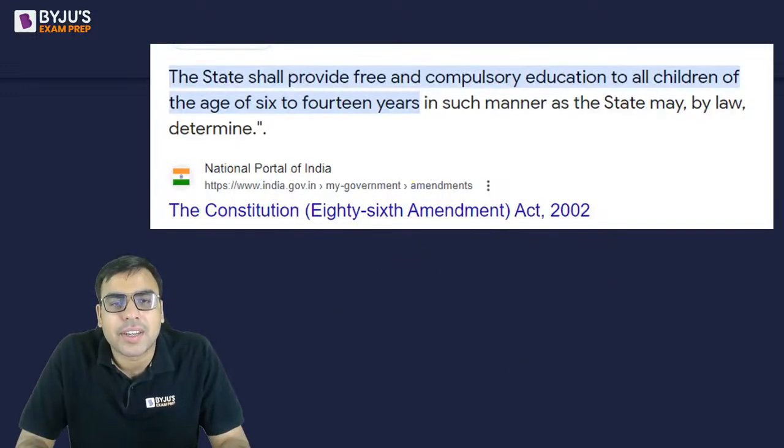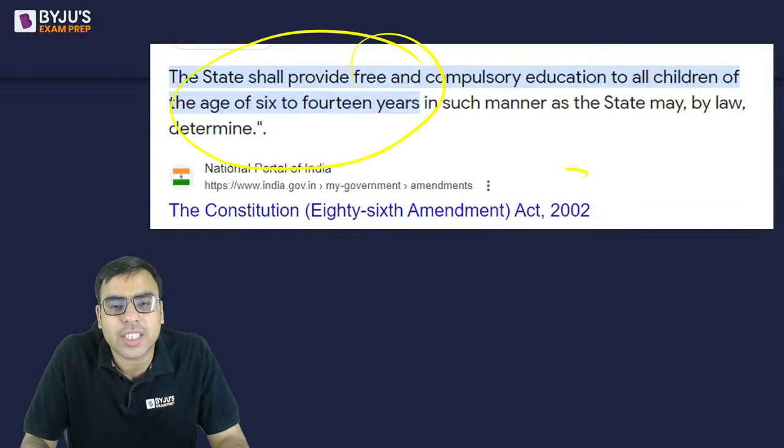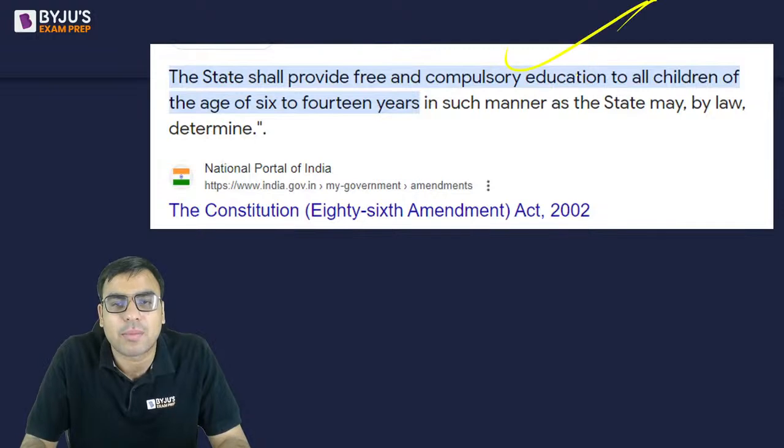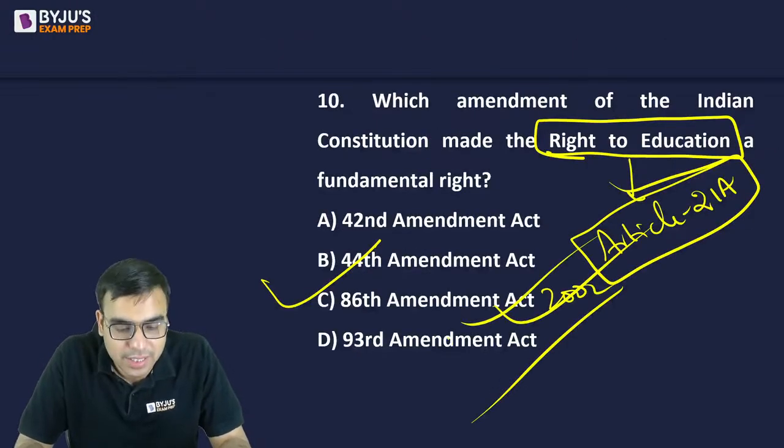Okay. And the 86th Amendment talks about 6 to 14 years of child के लिए, provide free and compulsory education. So C is the right answer.